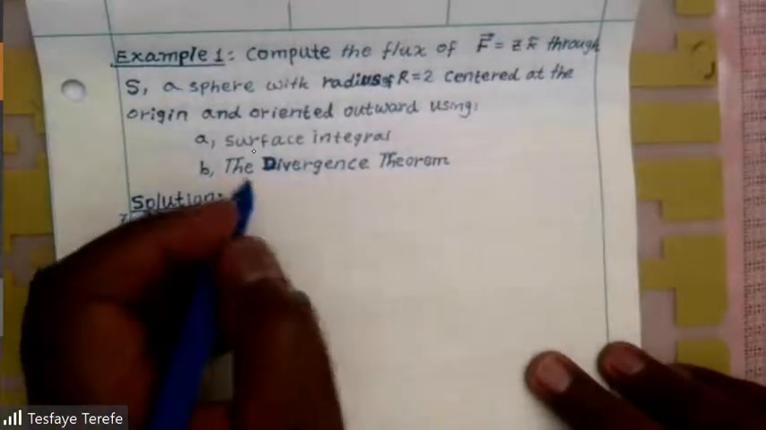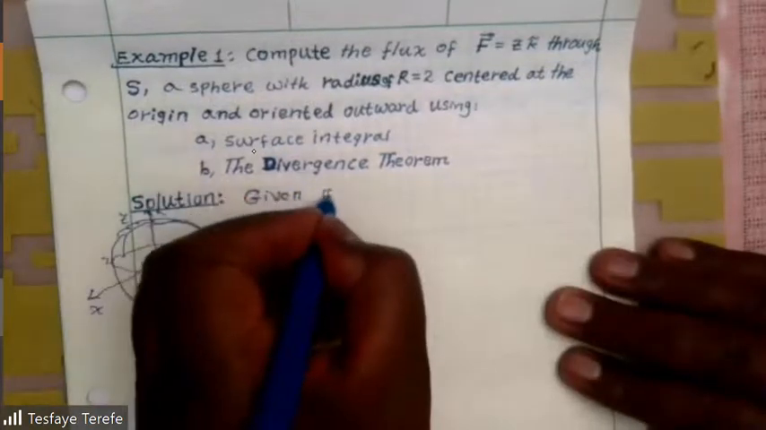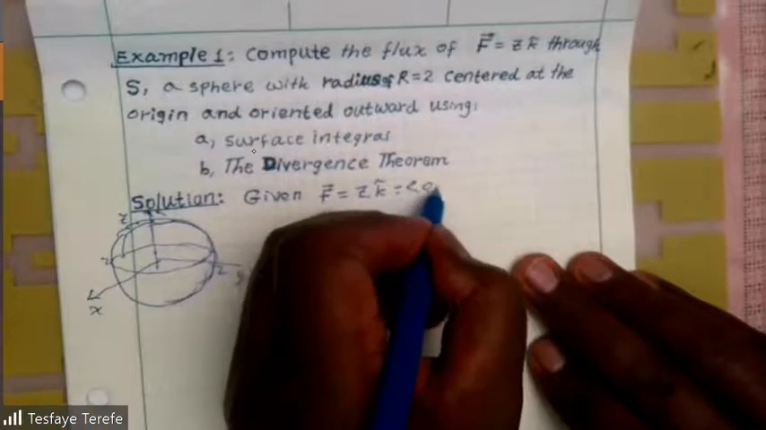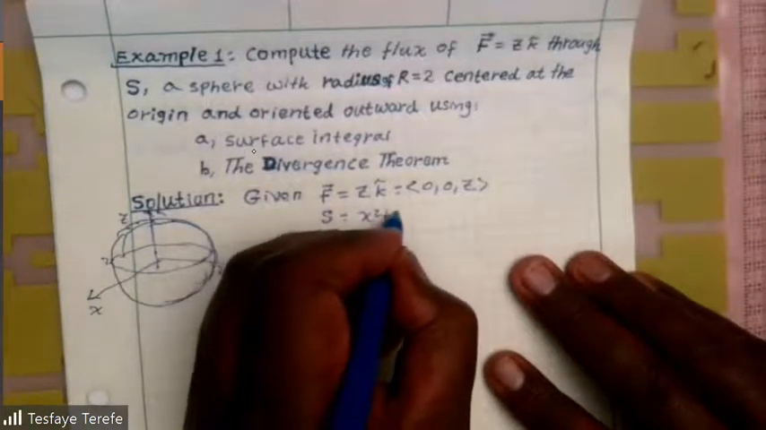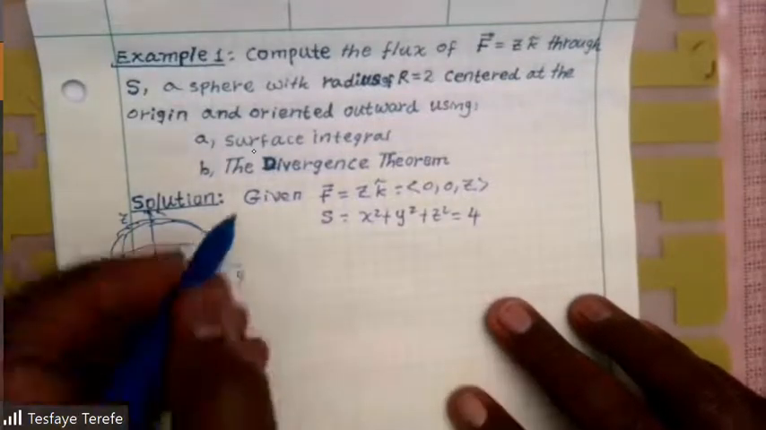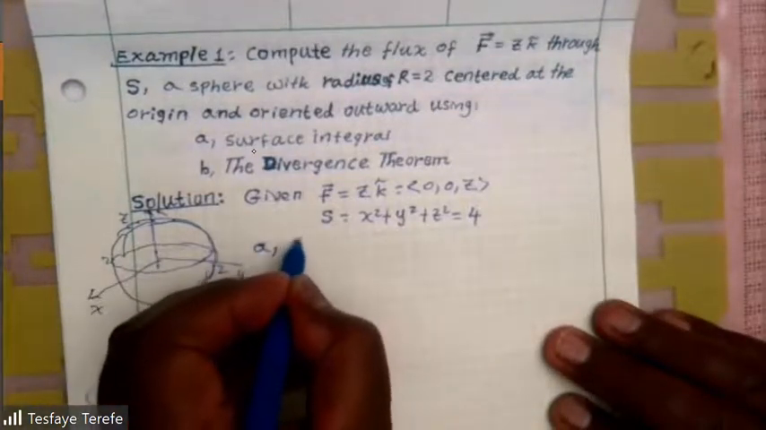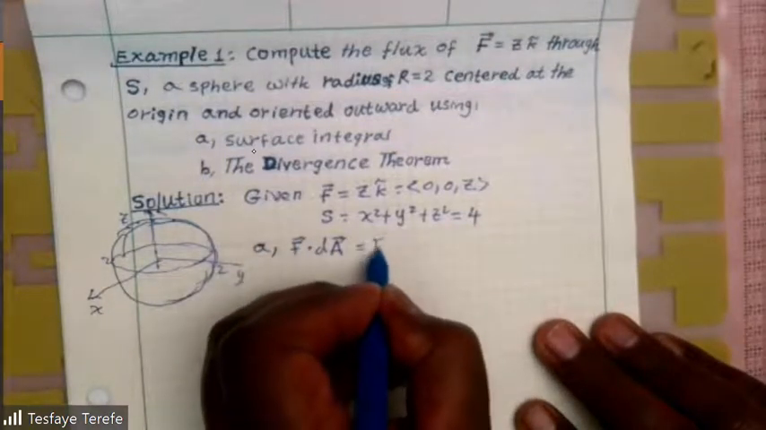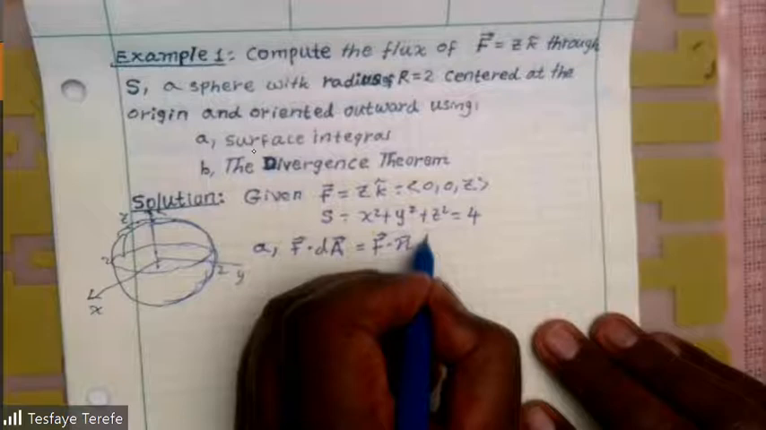And now, what is really given to me? The given is F, the vector field, which is zk. And let me write it in component form. And the surface S, which is x squared plus y squared plus z squared equal to 4. Now, let us do A, which is the dot product of the vector field with the vector area element. In other words, this is F dotted with the unit normal in this case.